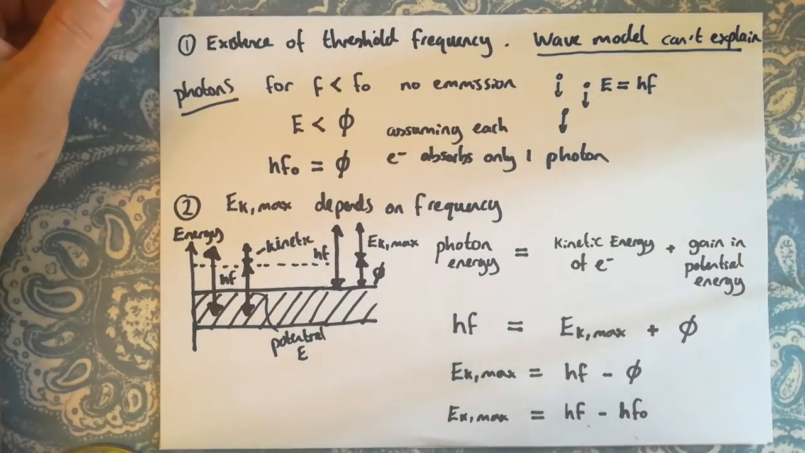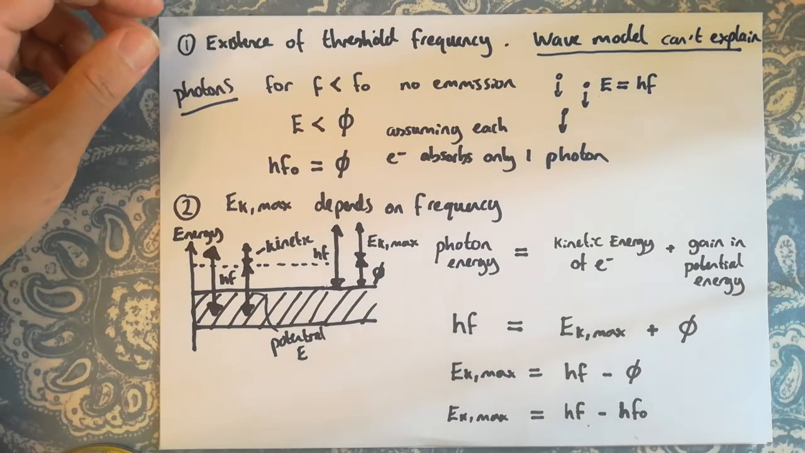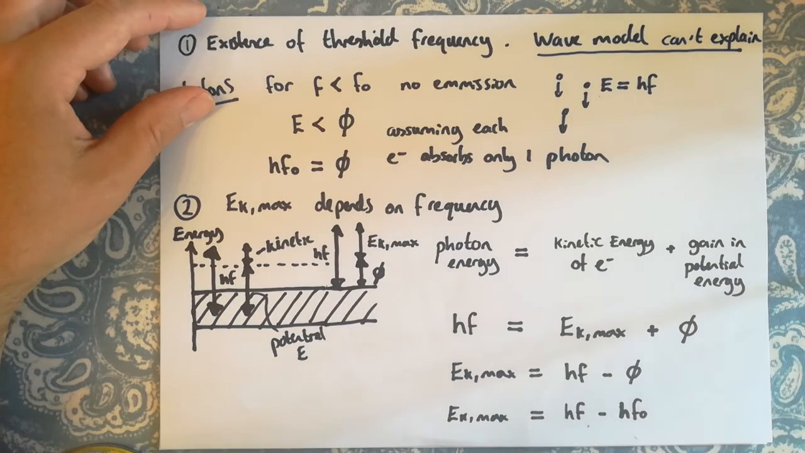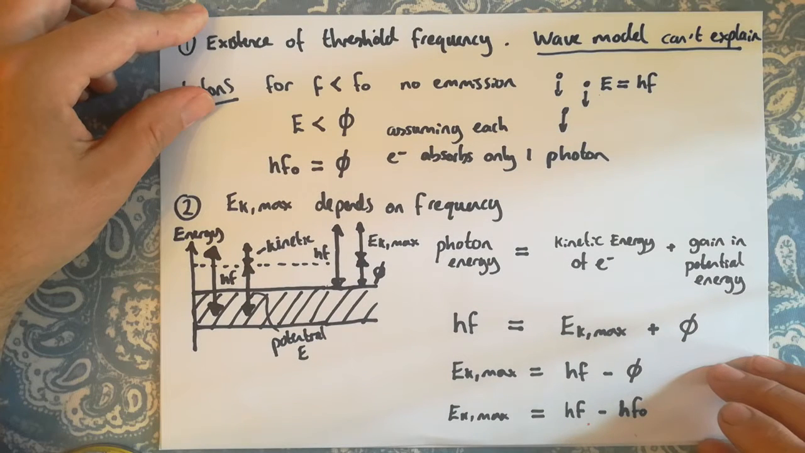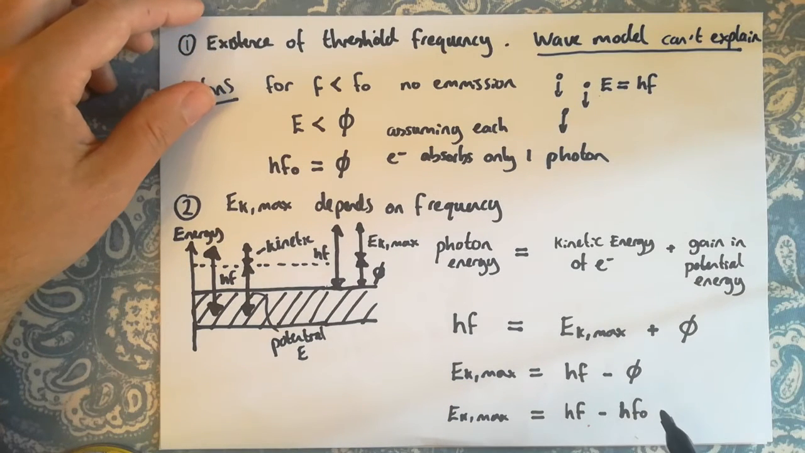We're carrying straight on from the previous video where we were interpreting the results of the photoelectric effect experiment and showing that the photon model can explain those results. We derived this equation relating the kinetic energy of the most energetic electron to the photon energy and the work function of the metal.